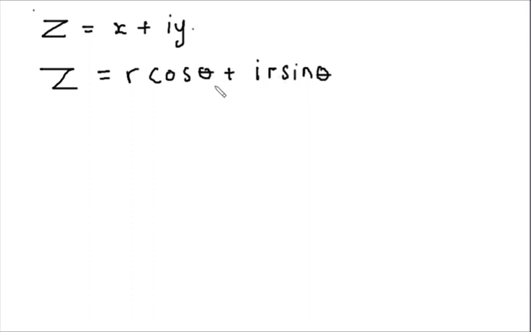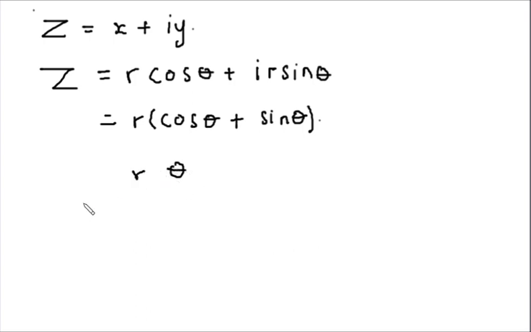You can factorize this to give you r on both sides, so r open bracket cos theta plus i sin theta. So one thing you need to know about converting Cartesian forms to polar forms is you just need to find two things. You need to find the value of r and the value of theta.